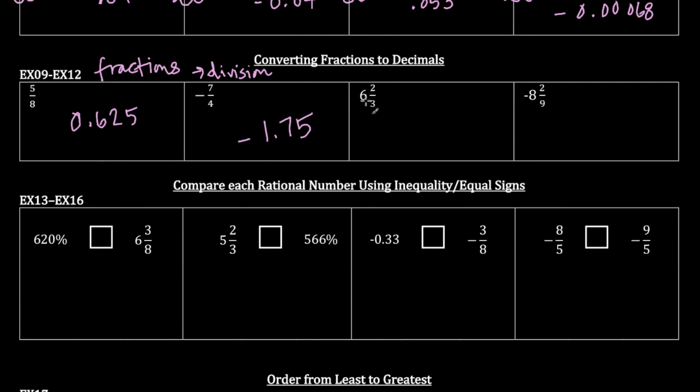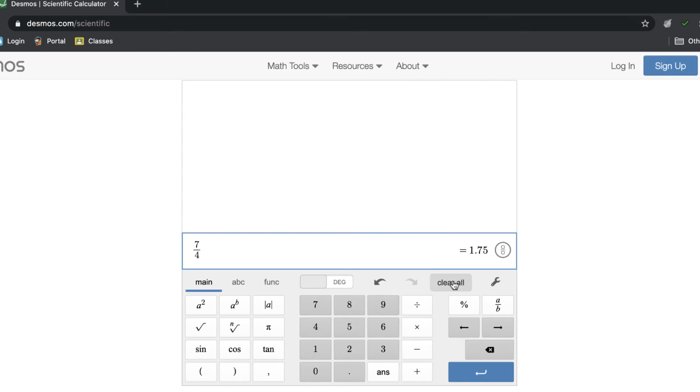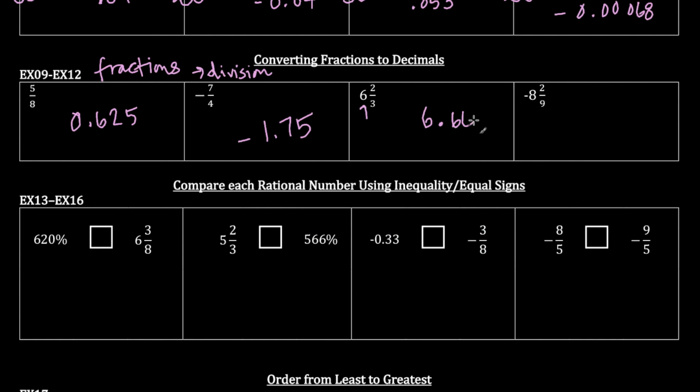With this one right here, 6 and 2/3, I don't really necessarily worry about the 6. I'm just going to do this fraction. 2/3 is 0.66 repeating. Remember, it's only 7 because it rounded it, because it keeps going on forever. So, 0.66 repeating. And that was positive. I'm going to drop this over here.